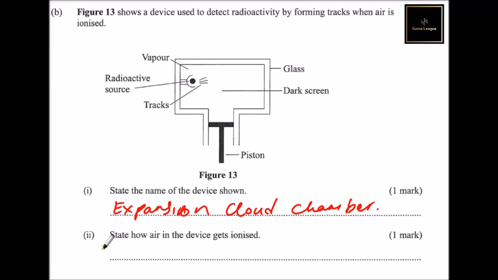Part B, Roman number 2. State how air in this device gets ionized. So the air gets ionized due to collision between the radiation from the radiation source and the air molecules.